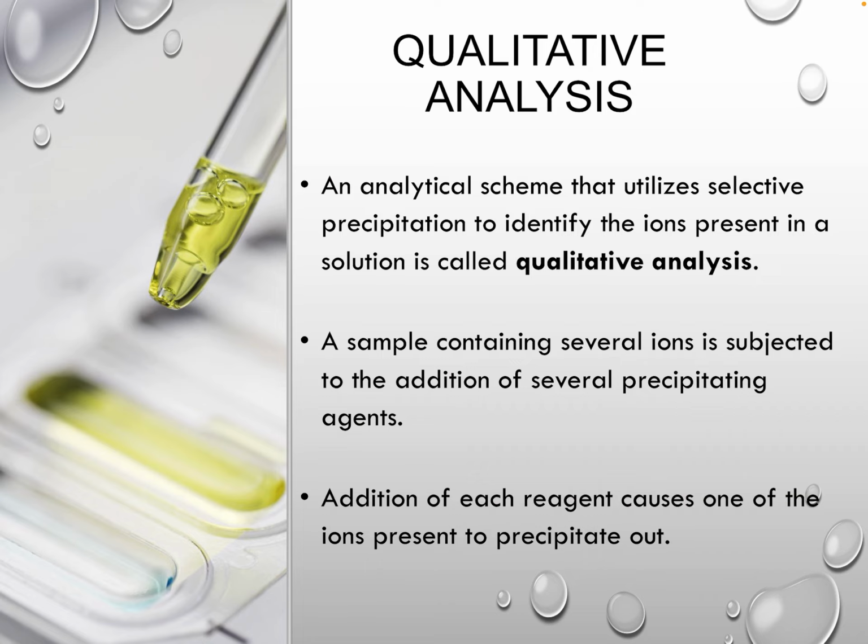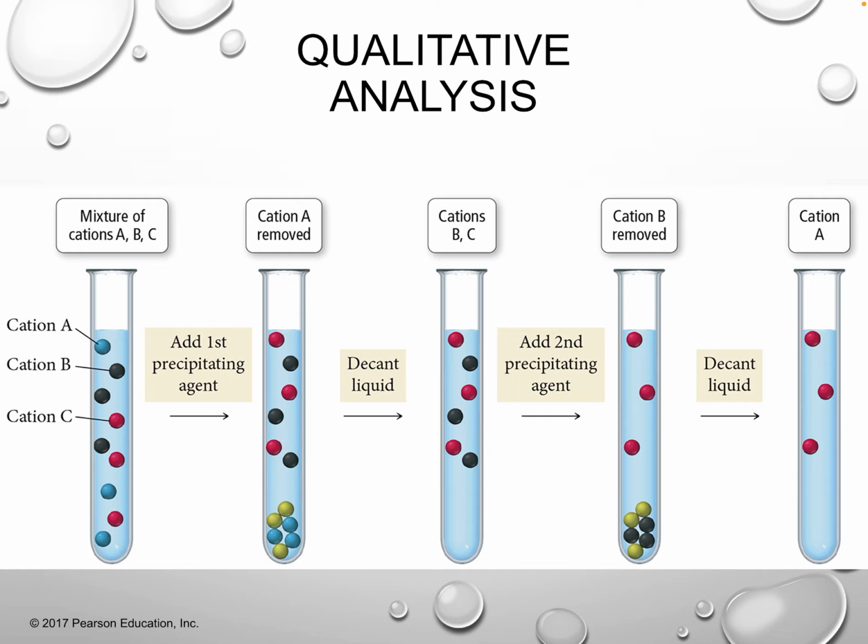What did you get, right? That's qualitative analysis. So here's kind of just a general scheme of things. Say in the beginning you have a mixture of your cations A, B, and C. And you would add something, it doesn't matter what it is for right now, and that would cause, say, cation A to form a precipitate.